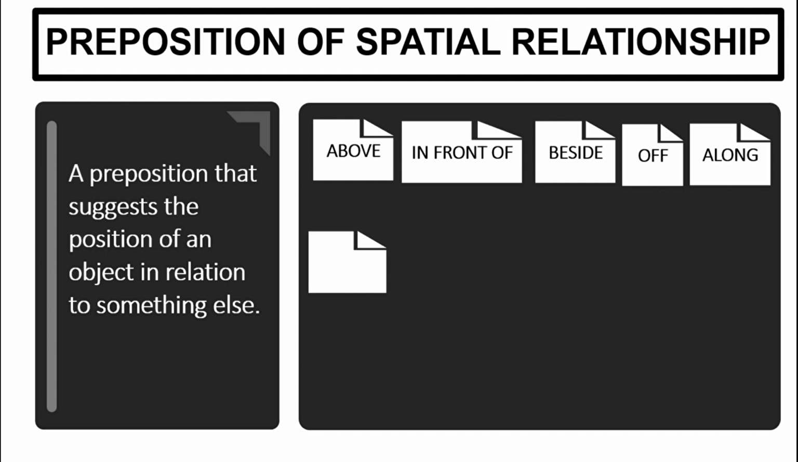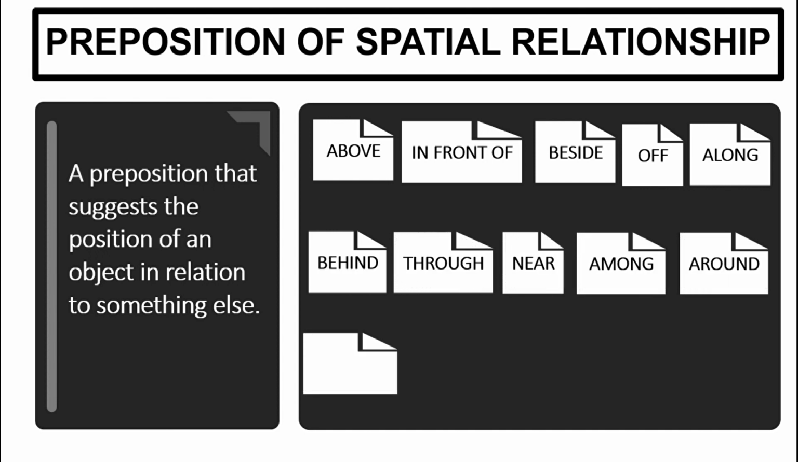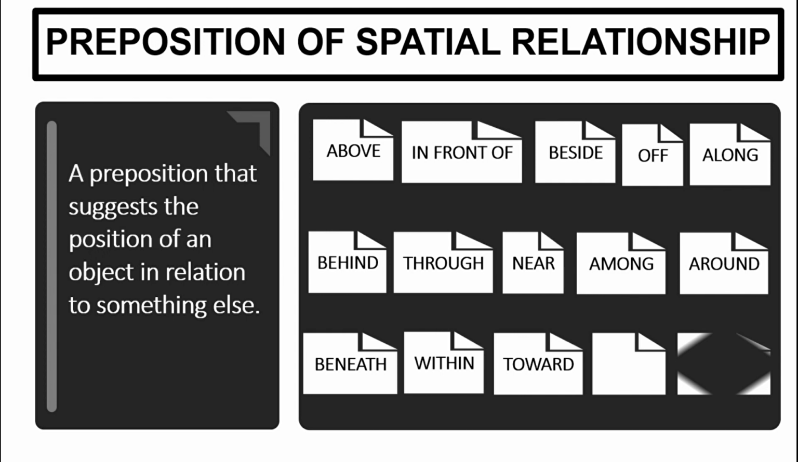Now there's a difference between place and spatial relationship, because here it shows where the action is taking place or where the position is. So it shows you the position of an object in relation to something else, but it is different from the preposition of place, like beside, of, behind, through, near, among, around, beneath, within, towards, under, and against.